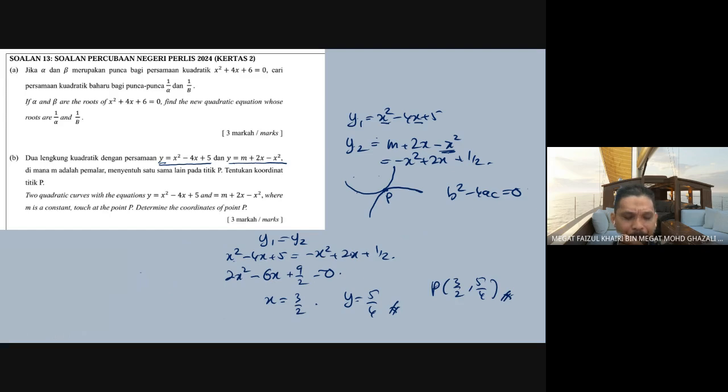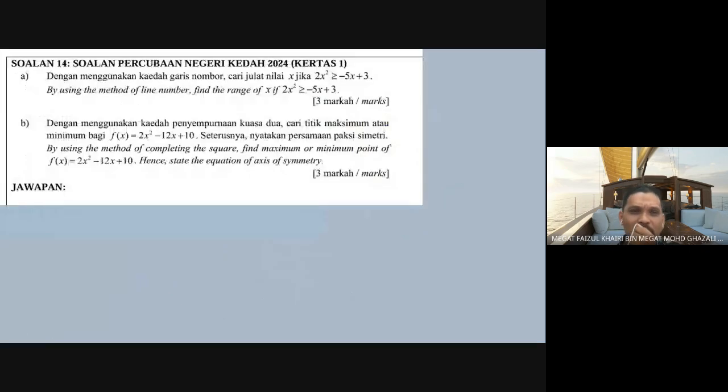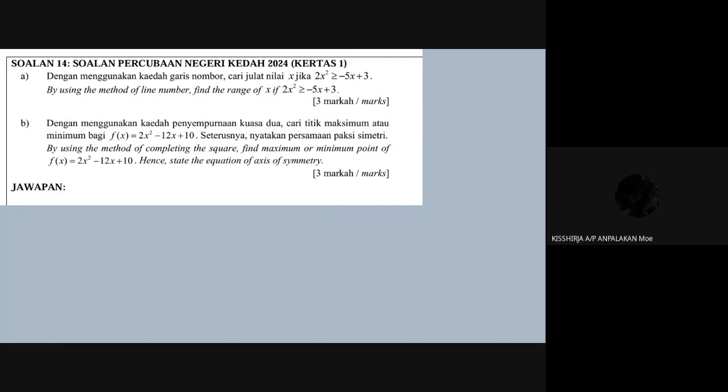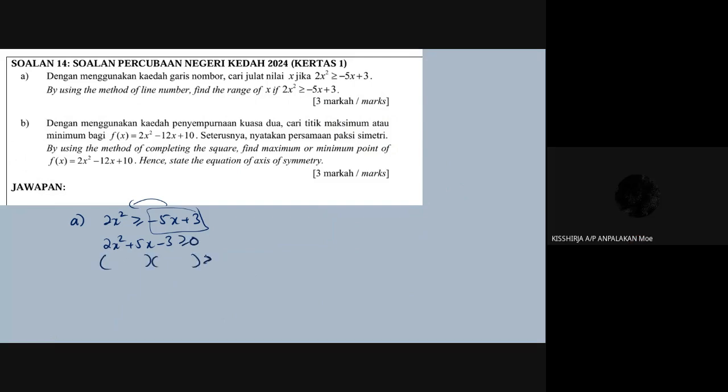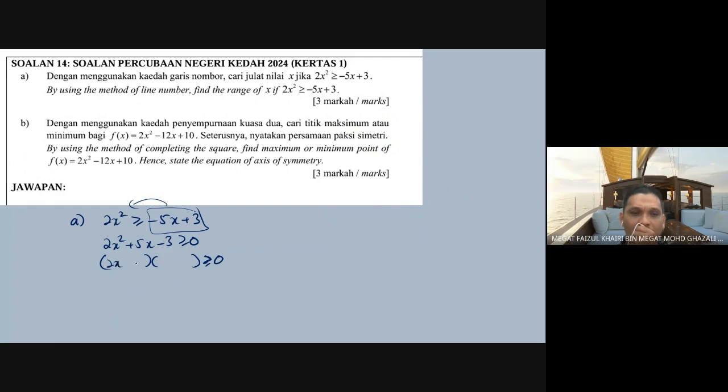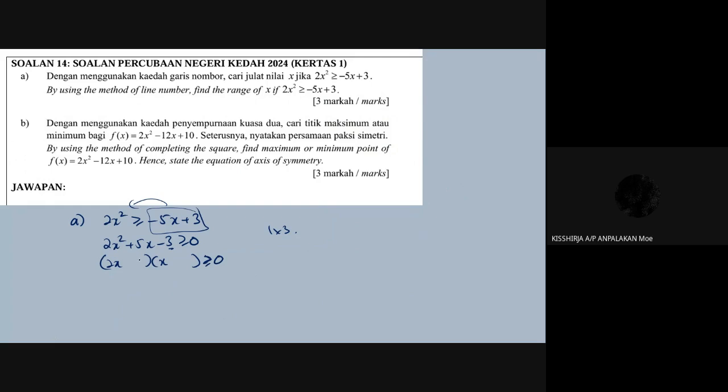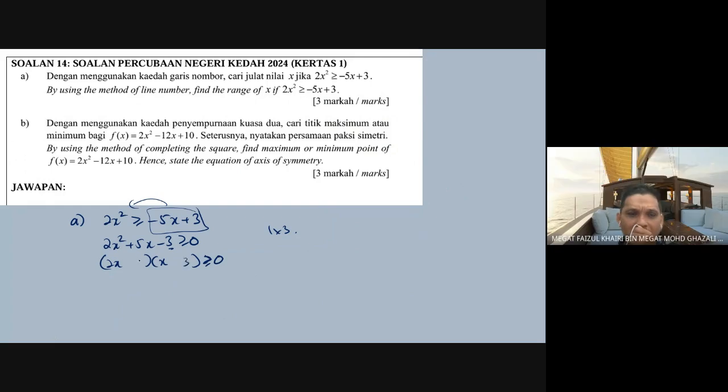There you go. Okay. So we shall think that this is the last one. Using the number line method, find the range of x. So the first one here is 2x squared greater than or equal to negative 5x plus 3. Bring all this to the side, join up with the 2x squared: 2x squared plus 5x minus 3 equal to 0. So we got 2x and x, 1 times 3. So 2 times 3 equal to 6 and then minus 1.